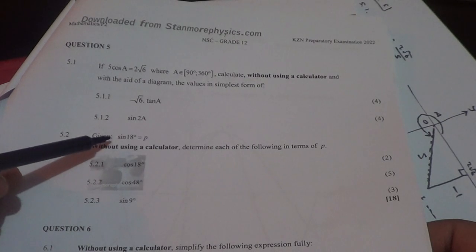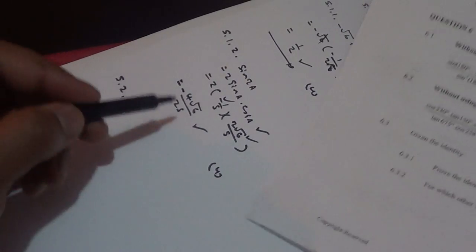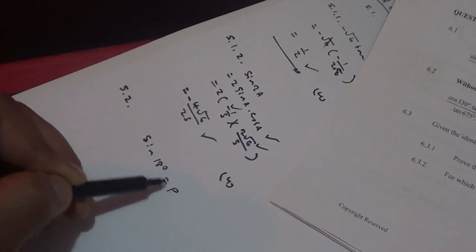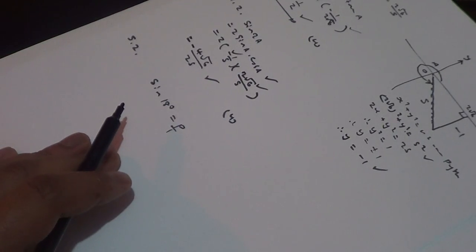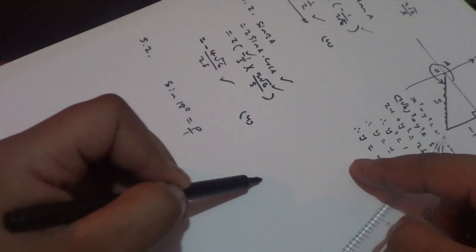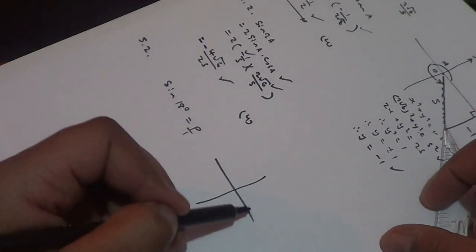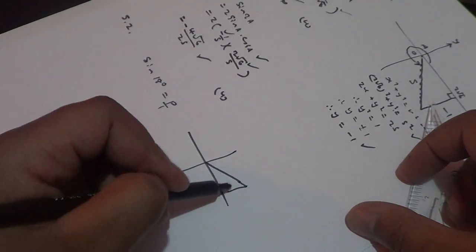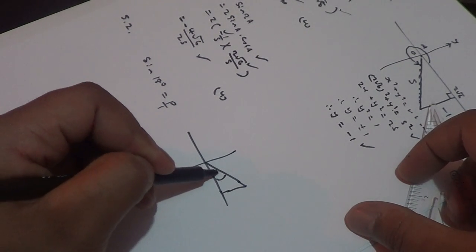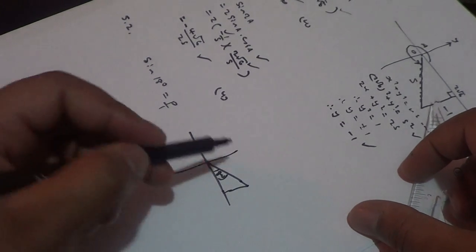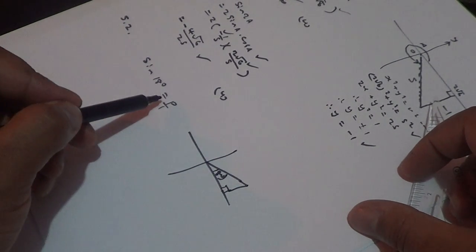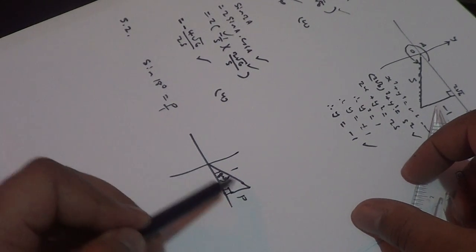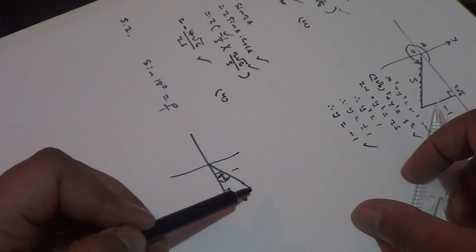5.2 says, given sine 18 equals P, so this is over 1, always express it as a fraction so that you can be able to do this. You see, they're not even telling you, but 18 degrees is an angle in the first quadrant, so we know that this is 18 degrees, this will be 90 degrees, so sine is opposite over hypotenuse, so this is P over 1. It's sort of like a standard circle with a radius of 1.